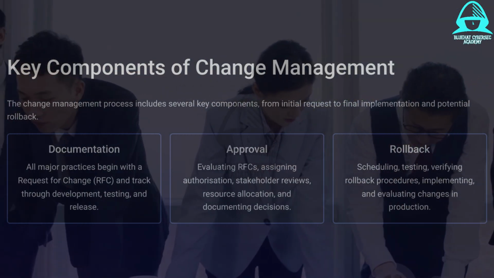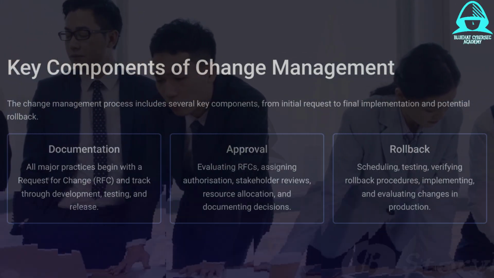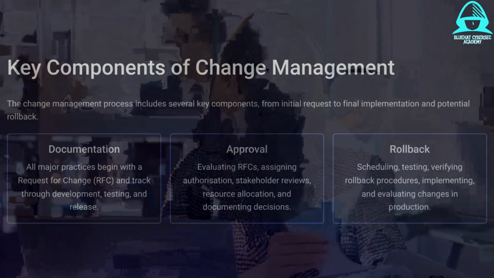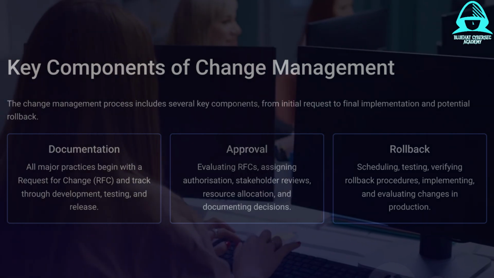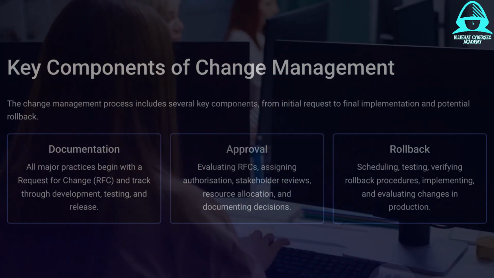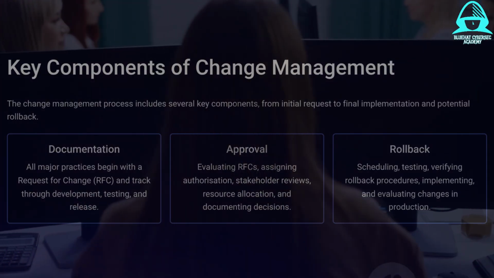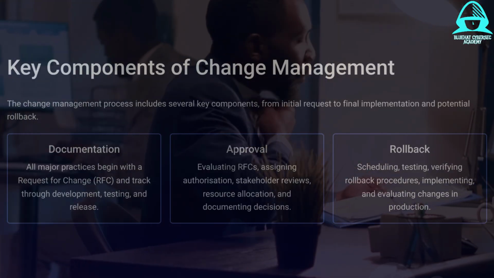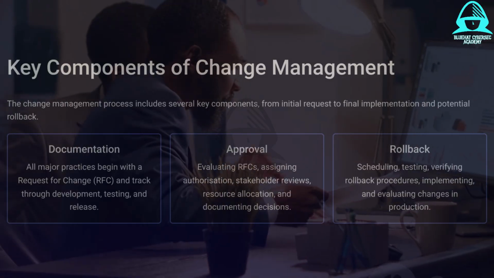Now let's move on to the core components of change management. The change management process includes several components. Documentation is one of the most important components. All major change management practices address a common set of core activities that begin with a request for change, or RFC, and move through development and testing stages until the change is released to end users. Each step is subject to formalized management and decision-making, and each produces accounting or log entries to document results.